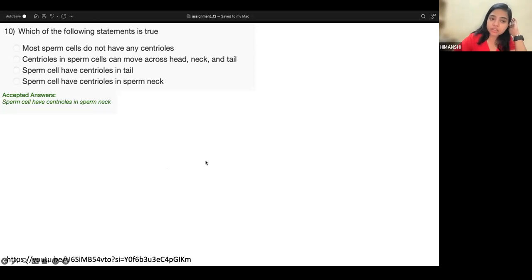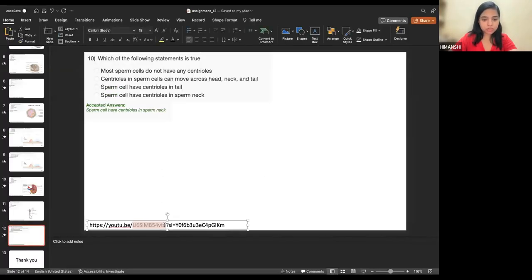The correct answer is sperm cells have centrioles in the sperm neck. So the brief video which I was talking about is this one. That is why I have skipped that detailed one, which you guys can see on your own. But to get a basic understanding of the structure of a sperm, we can obviously see.